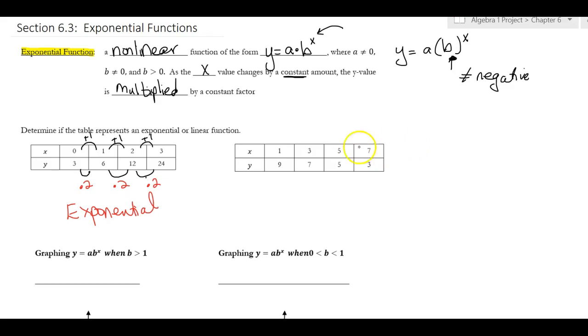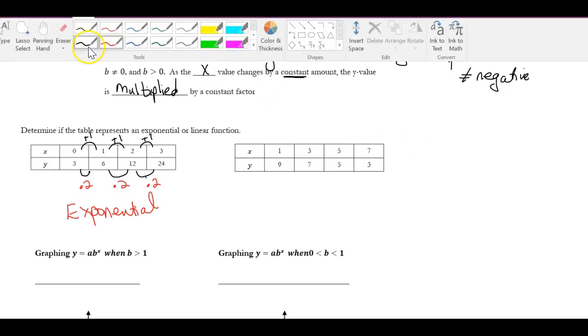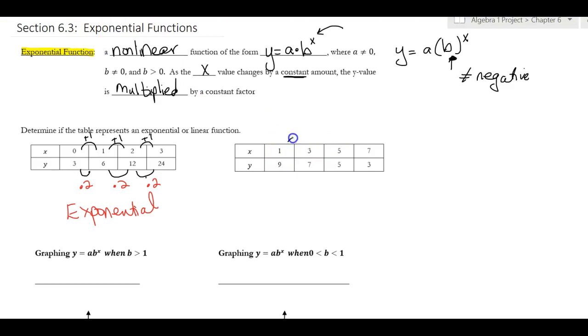Okay. All right, let's try this next one. Let's check the x's first. Plus 2, plus 2, plus 2. The y's go from 9 to 7, minus 2, minus 2, minus 2. So both of them are adding or subtracting, and so this is actually linear. So for linear, you add or subtract both. For exponential, you add or subtract on the top for the x's, and then the y's are multiplied by something.